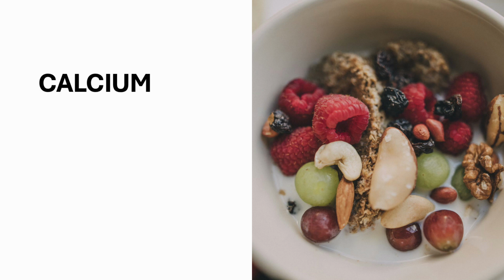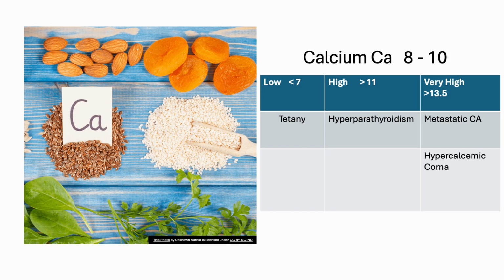Calcium. Calcium abnormal values less than 7 are associated with tetany, greater than 11 are associated with hyperparathyroidism, and very high calcium at levels greater than 13.5 are associated with metastatic cancer and hypercalcemic coma.